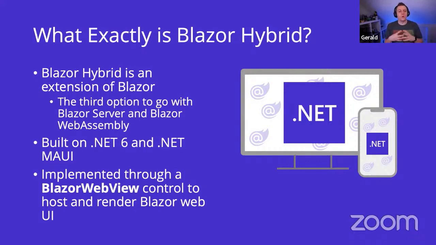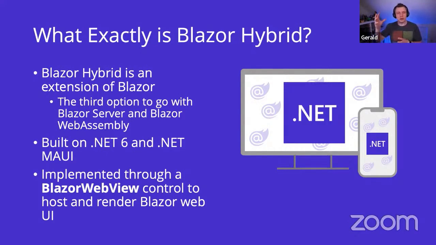We implemented a Blazor Web View control to host and render Blazor Web UI. And that's the important thing. The only thing that is still web about Blazor whenever you run it in these scenarios is the UI. All the other stuff, we can skip WebAssembly. We're already running on the .NET runtime directly. We don't need WebAssembly.